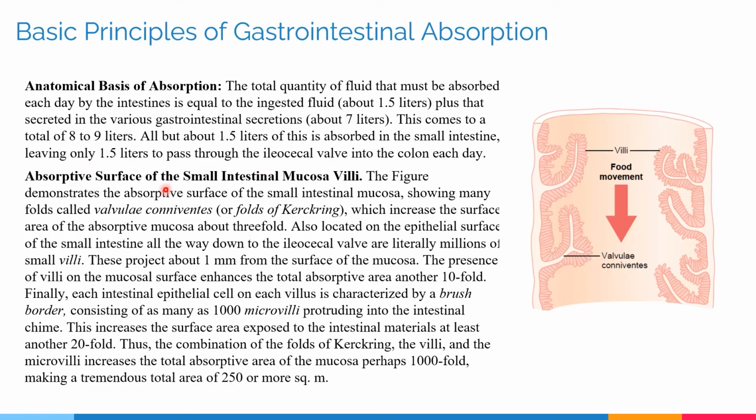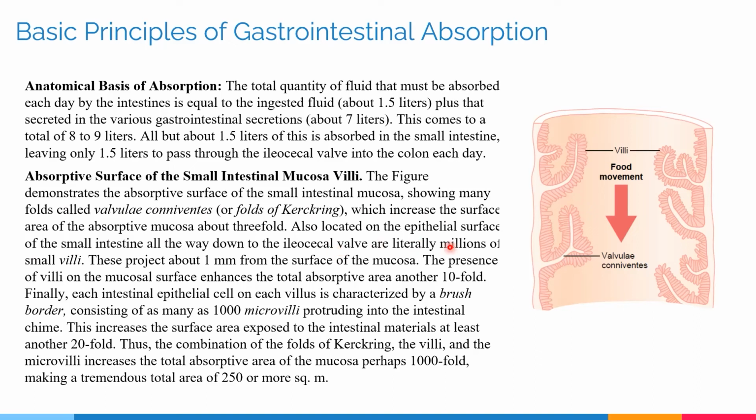The absorptive surface of the small intestine is the mucosal villi. The figure demonstrates the absorptive surfaces of the small intestine mucosa, showing many folds called valvulae conniventes or folds of Kerckring, which increase the surface area of the absorptive mucosa about 3-fold. These are the folds we are talking about.